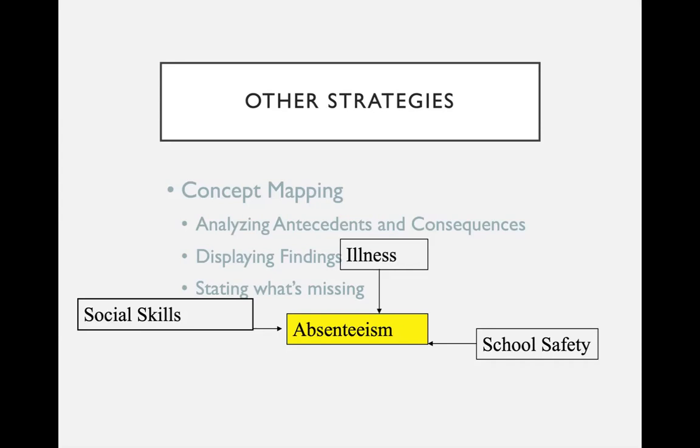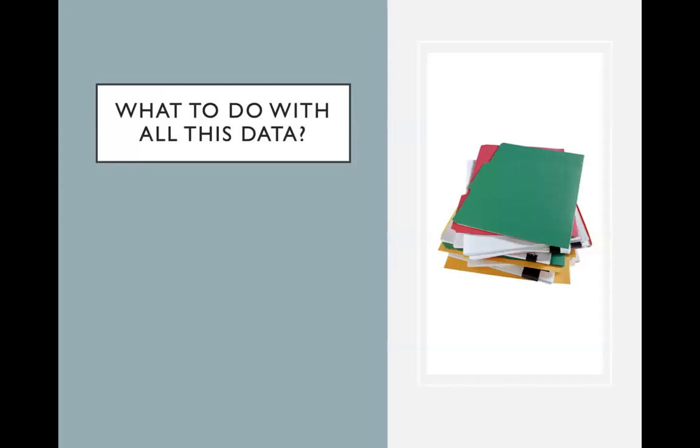or recognizing also what's missing. So for example, in this case of absenteeism, you will have to recognize that the consequence, absenteeism, can be caused by one, very poor social skills, two, illness, or even three, school safety or bullying. A case of bullying.